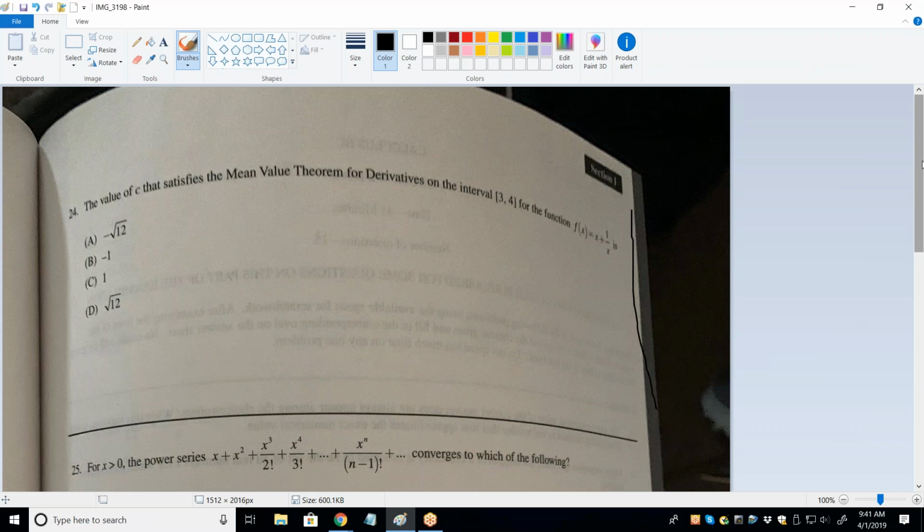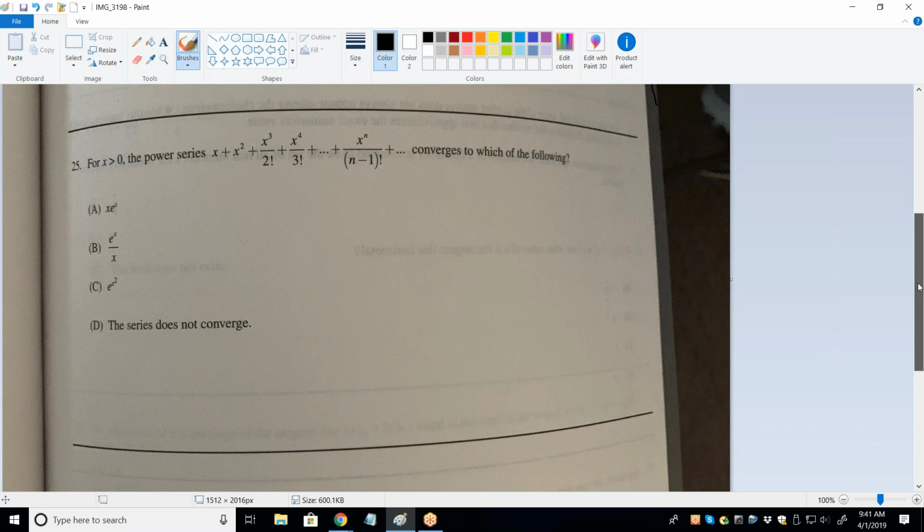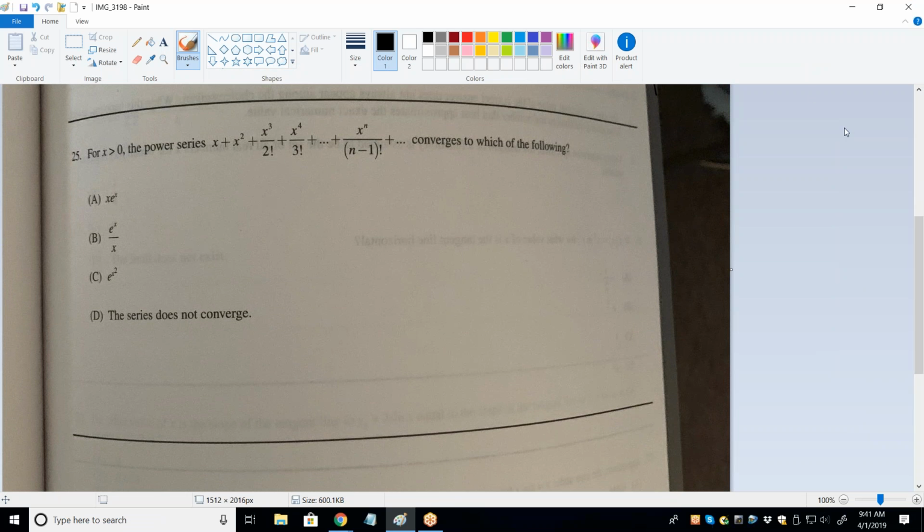Oops, hold on a second. I gotta remember to do it this way. Okay. Let's see if I can find the page in my book that has all of these power series. Yep, I got it.